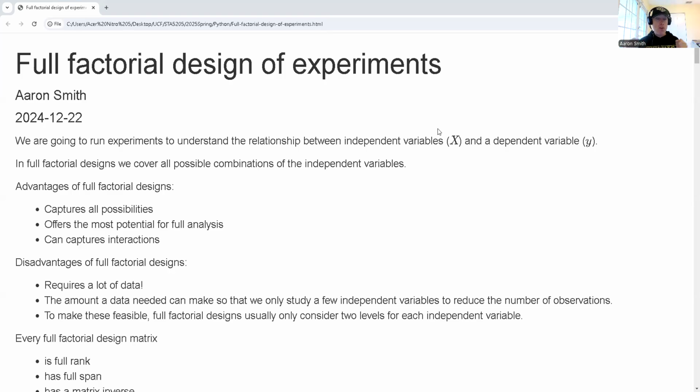I get as much analysis as I possibly can, and I set this up with my design of experiments to get as much bang for my buck as I possibly can. Now, there's a major disadvantage with full factorial designs in that it takes a lot of data, to the point that it usually isn't feasible to actually do a full factorial design.